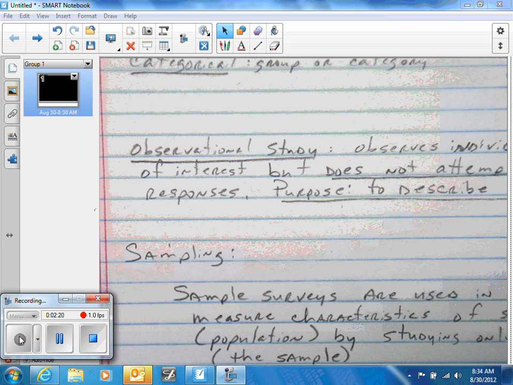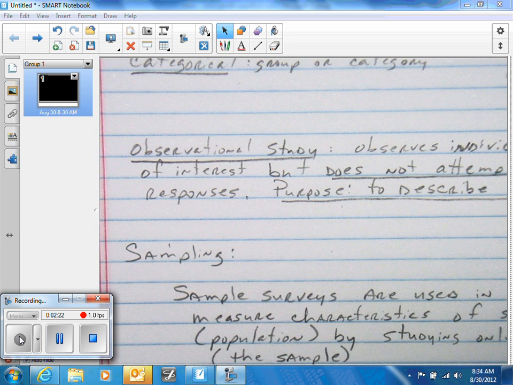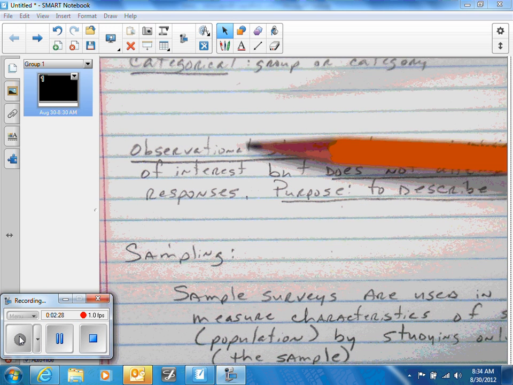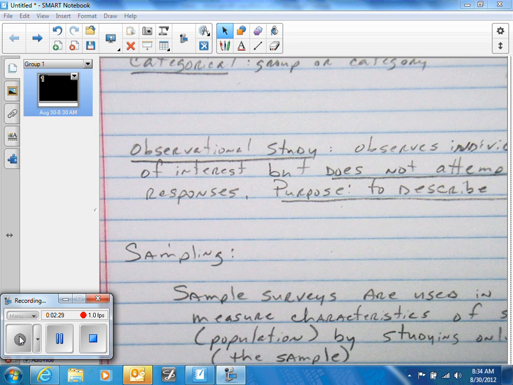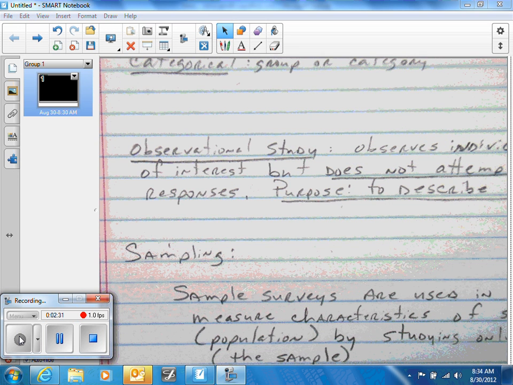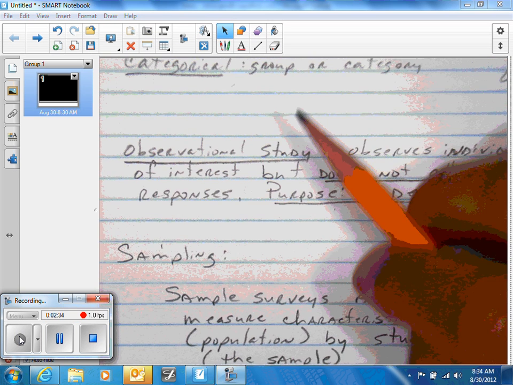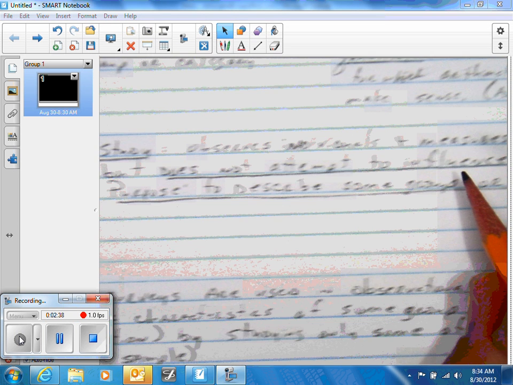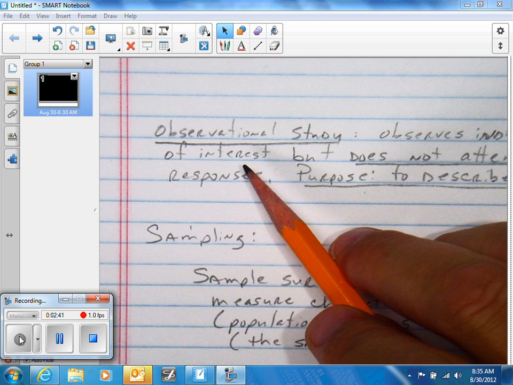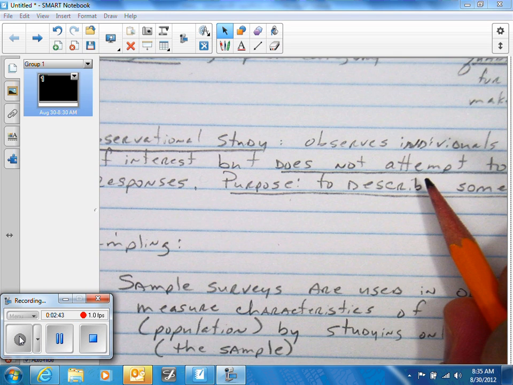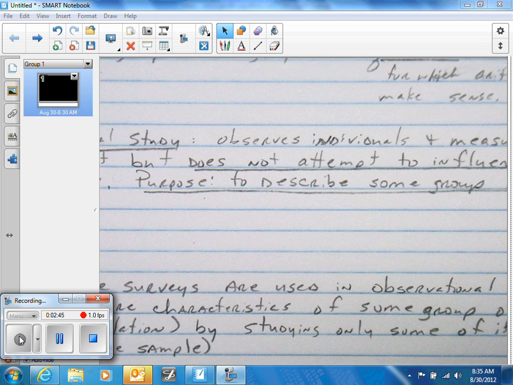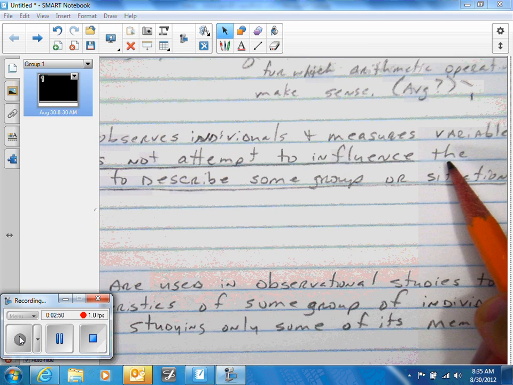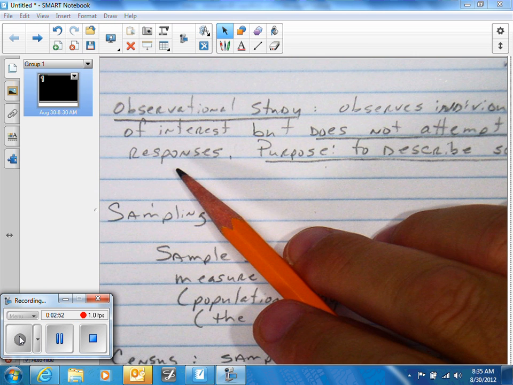Now this is very important. An observational study is when someone observes individuals and measures variables of interest. Remember we talked about a variable. A variable is a characteristic of an individual. So an observational study observes individuals and measures those characteristics of interest, but does not attempt to influence the response.